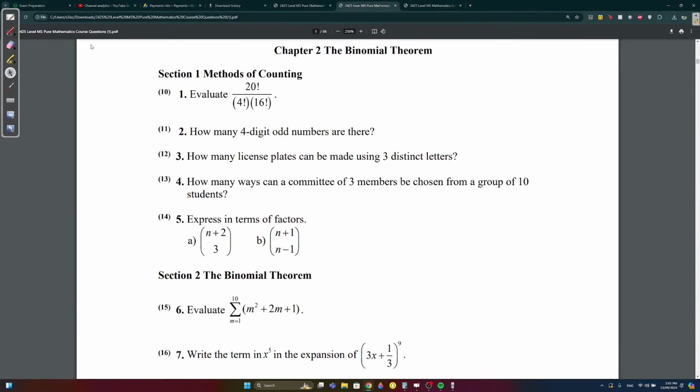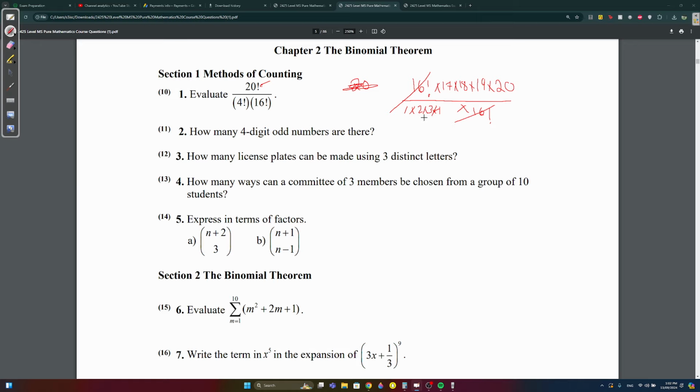Quickly evaluate this. Guys, if you have a calculator, just put it in a calculator. If it comes written, what do we do? We rewrite the bigger factorial in terms of the smaller factorial, right? So 16 factorial times 17 times 18 times 19 times 20 over 4 factorial, which is 1 times 2 times 3 times 4, right? Okay, let's see. We have 16 factorial over here. Right, 16 factorial, 16 factorial.